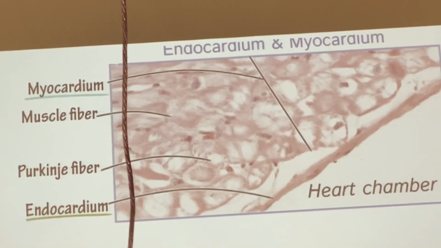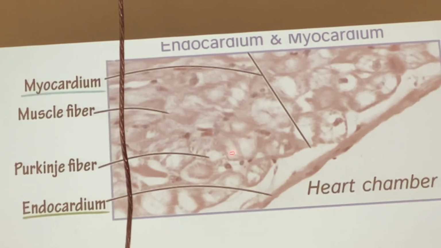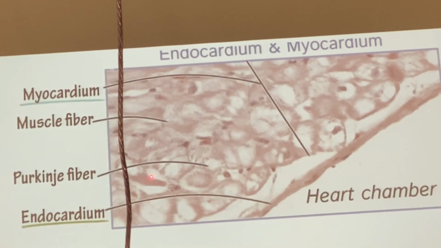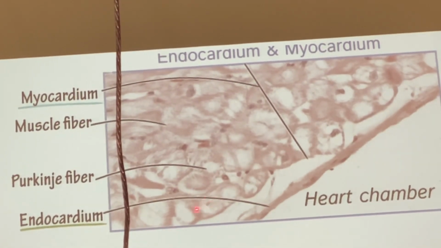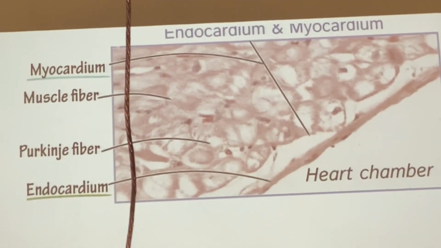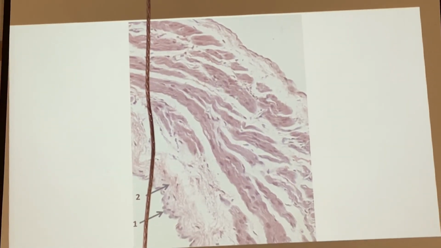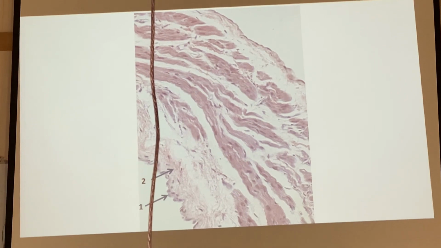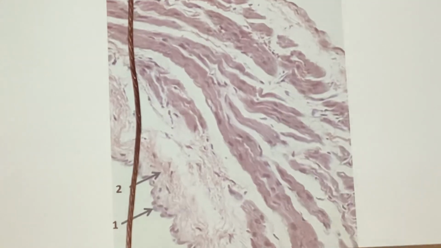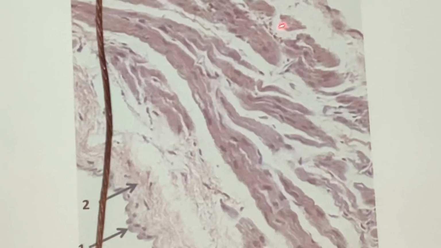This is the Purkinje fibers. Look at there. So you can't see any Purkinje fibers in this, right? Yes. And then number 2 is subendocardial connective tissue.